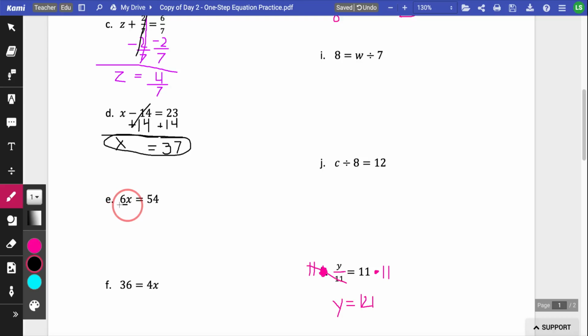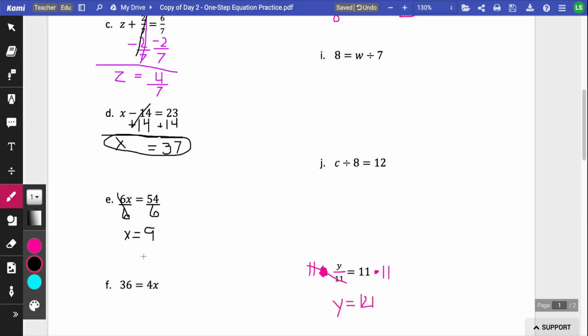Okay, moving right along, when a number touches a letter, it means to multiply. So 6x equals 54. In order for me to isolate x, the opposite of multiplication is division. In algebra, we use a fraction bar notation for our division. This cancels out. I need to keep my equation balanced, and x equals 9.